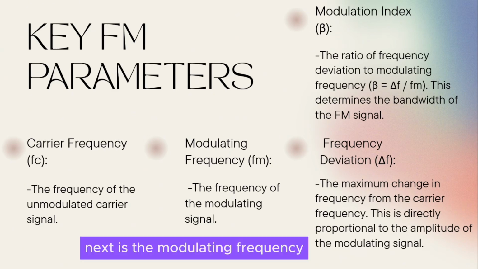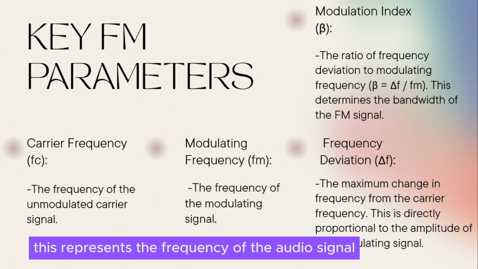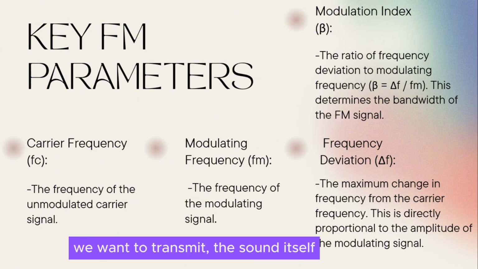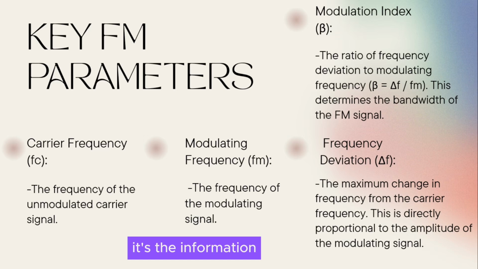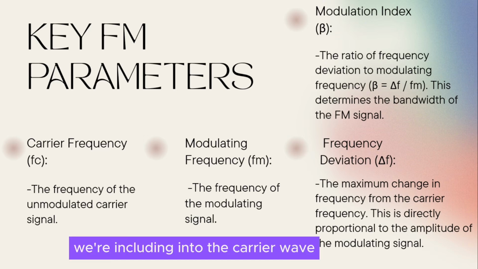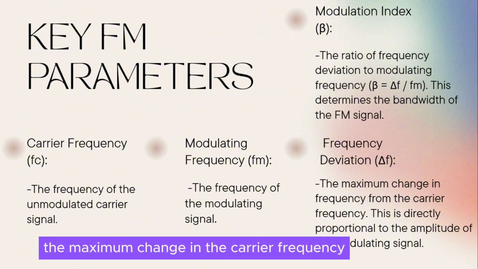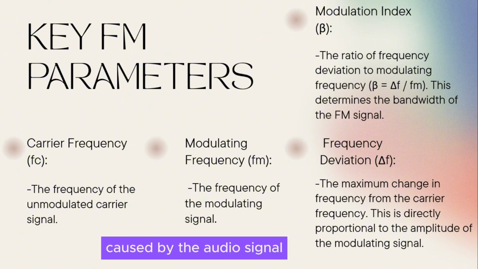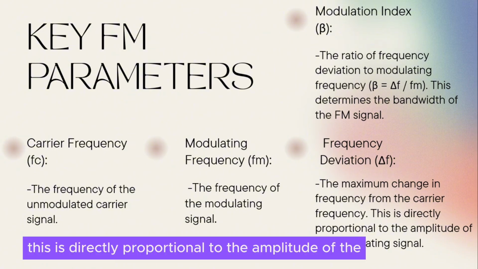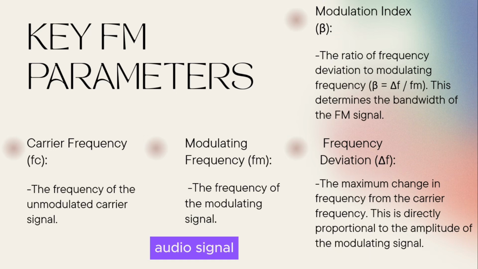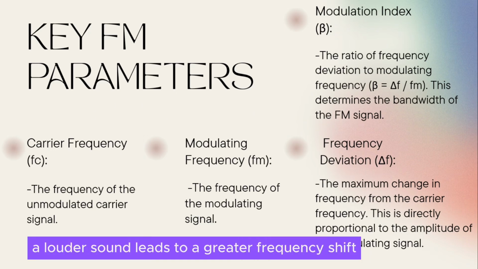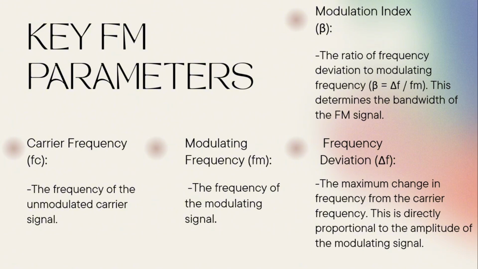Next is the modulating frequency. This represents the frequency of the audio signal we want to transmit, the sound itself. It's the information we're encoding into the carrier wave. The frequency deviation is the maximum change in the carrier frequency caused by the audio signal. This is directly proportional to the amplitude of the audio signal. A louder sound leads to a greater frequency shift.